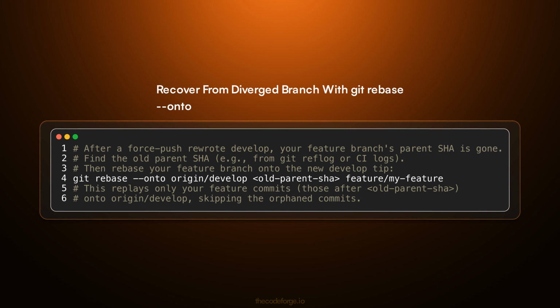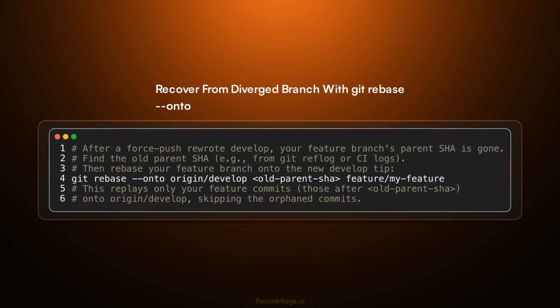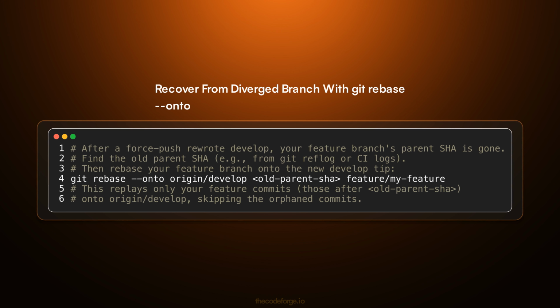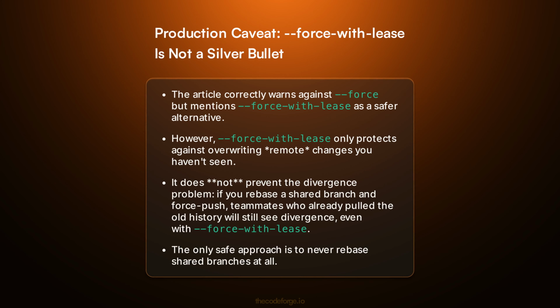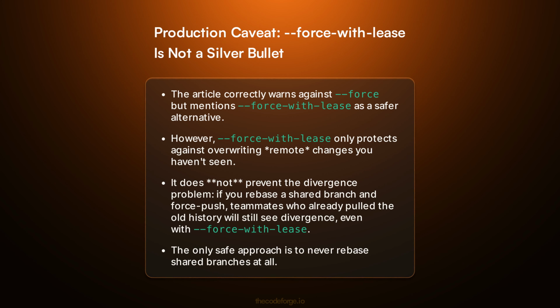The article mentions recovery for orphaned feature branches, but doesn't show the concrete git rebase --onto command. Here's the exact syntax to replay a feature branch that was based on a now rewritten commit onto the current develop tip. The article correctly warns against force, but mentions force-with-lease as a safer alternative.